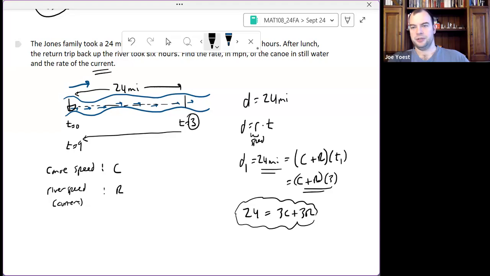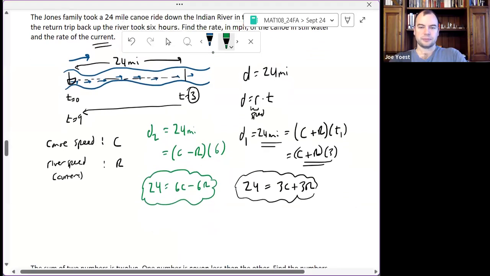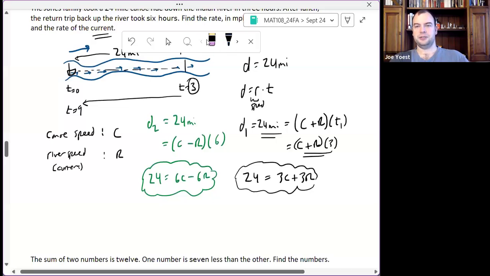And then for the return trip, we do something similar. Let's do that maybe in green. Distance 2, the return trip, well, that happens to be the same distance, still 24 miles. And that's rate times time. But now we have the canoe speed minus the current, minus the river speed. We're fighting against the current. And in that case, it took 6 hours. Or I have that 24 equals 6C minus 6R. So these are my two equations, the two unknowns.